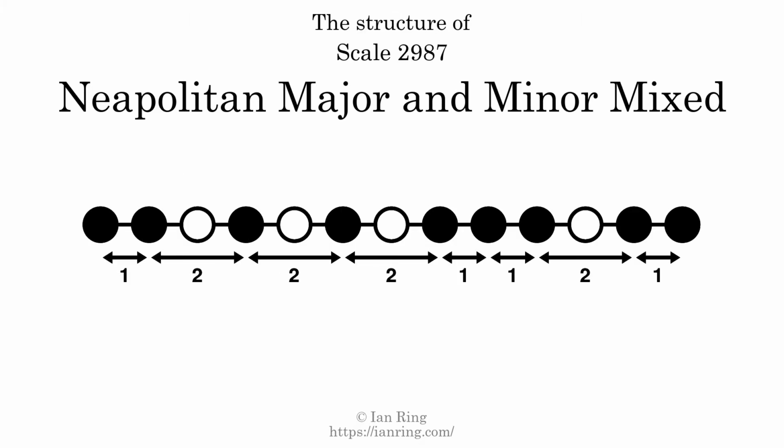The structure of a scale is a description of the interval distance between each successive tone. This scale has a structure of 1 2 2 2 1 1 2 1.